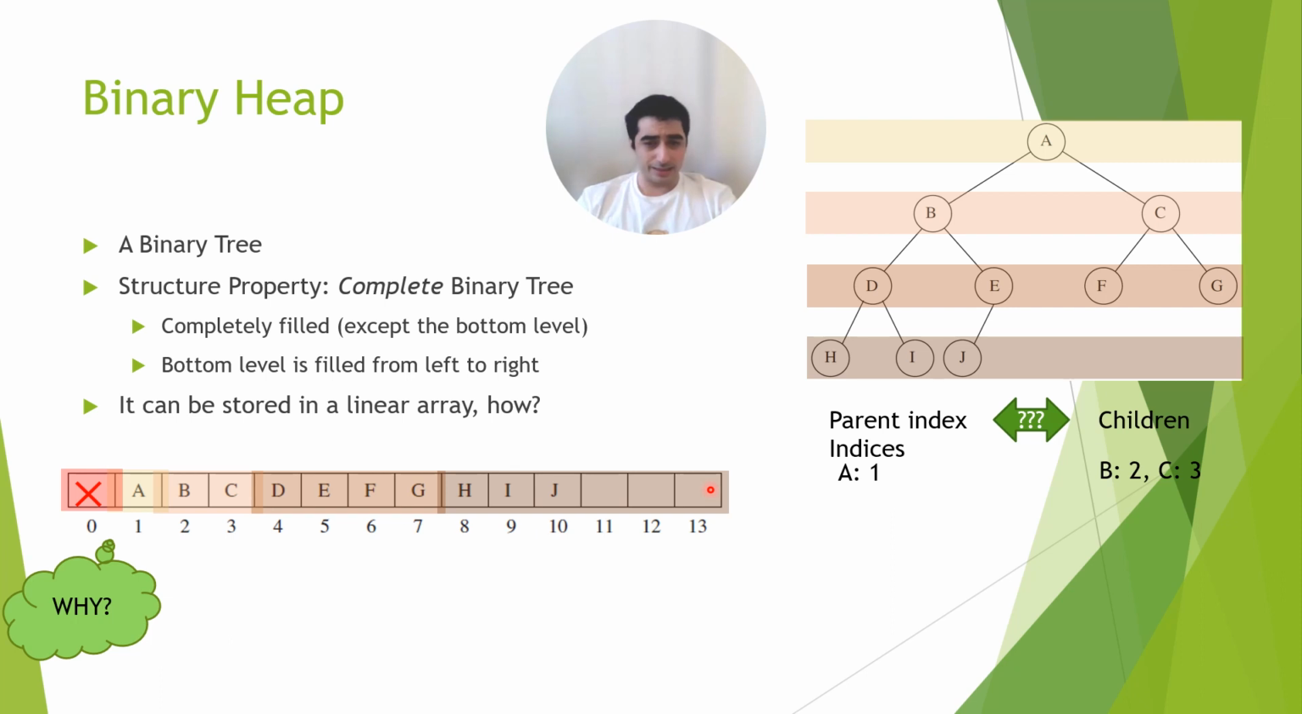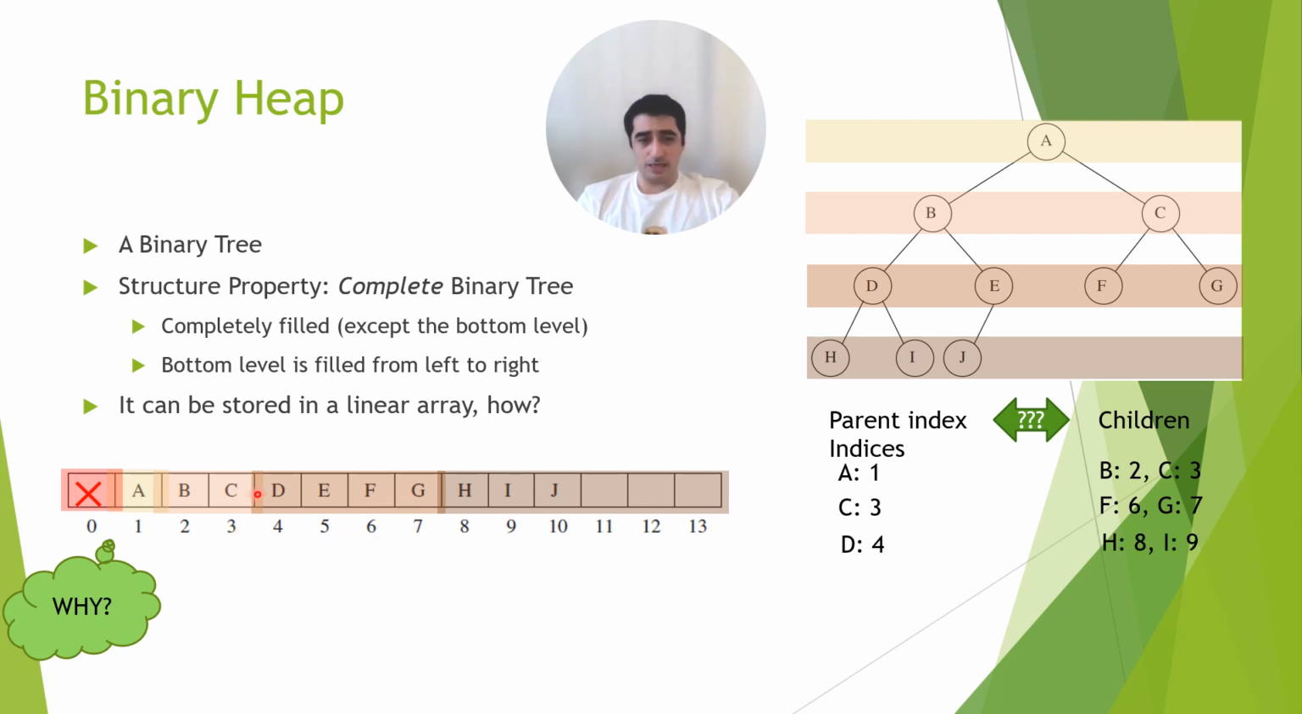Let's consider A as the parent, right? Parent index is 1 because A's index is 1, and the children of A would be B and C. The indices would be 2 and 3. Let me give you another example. If C is a parent, the index of C is 3. The children's indices would be F and G, which are 6 and 7, right?